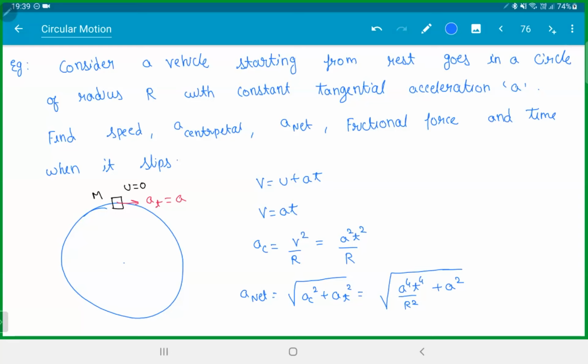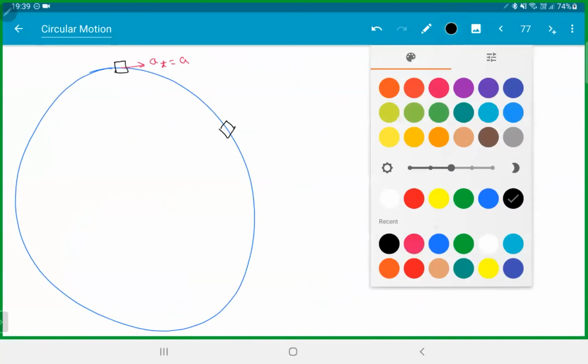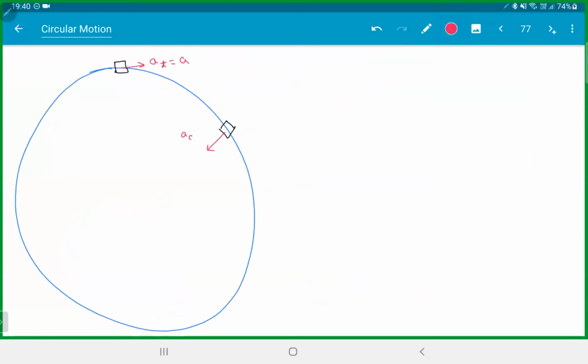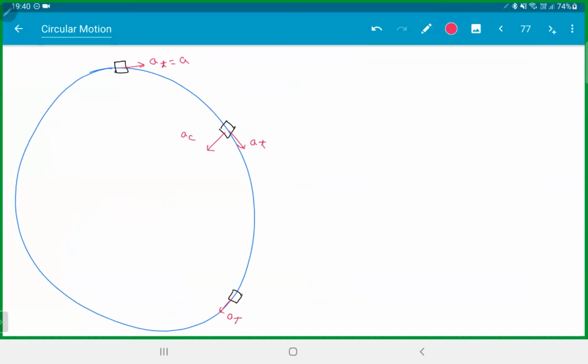So let me show it in more detail how this thing looks actually. When this guy is going in a circle and you're here, you have only a tangential. So when the block comes here, we have a centripetal and we have a tangential. Now understand, A tangential is constant, that does not change. Whereas A centripetal is increasing, it is becoming bigger and bigger.